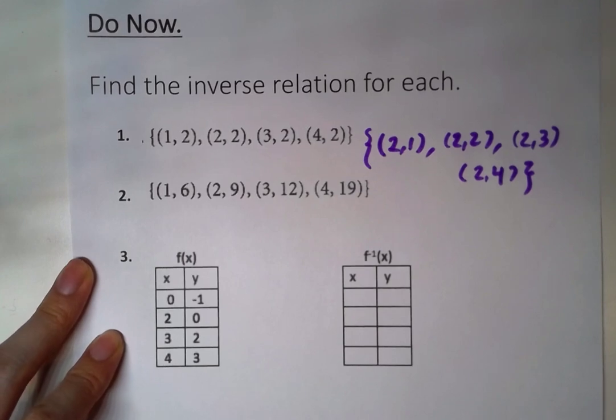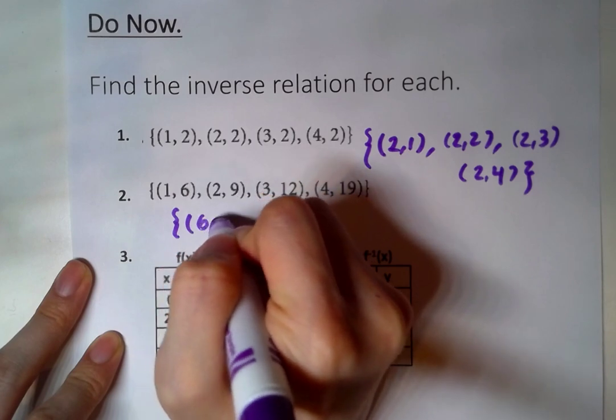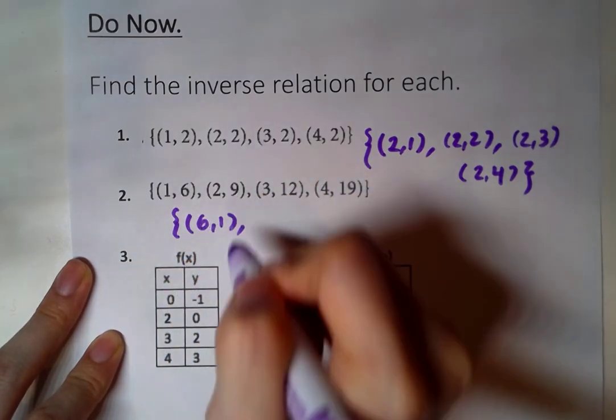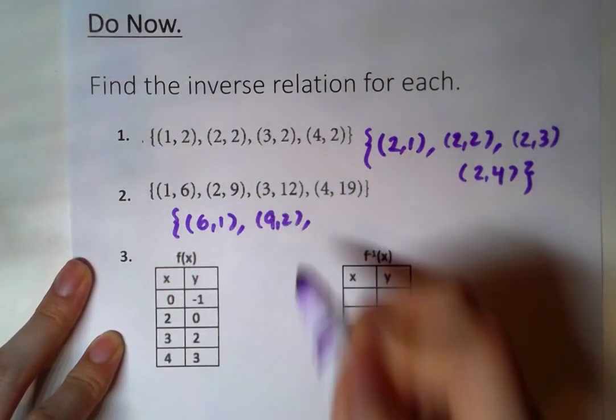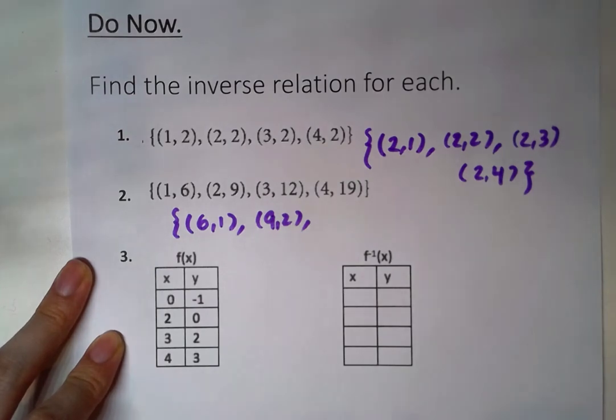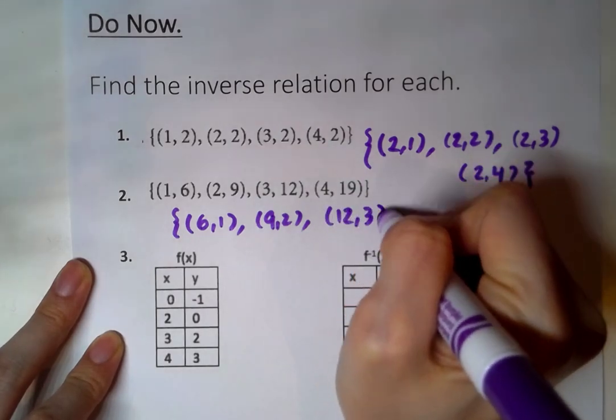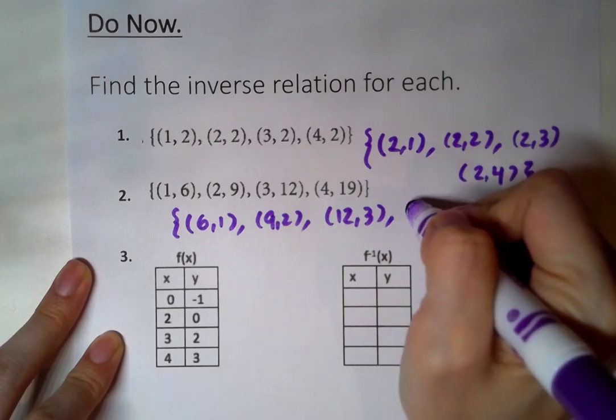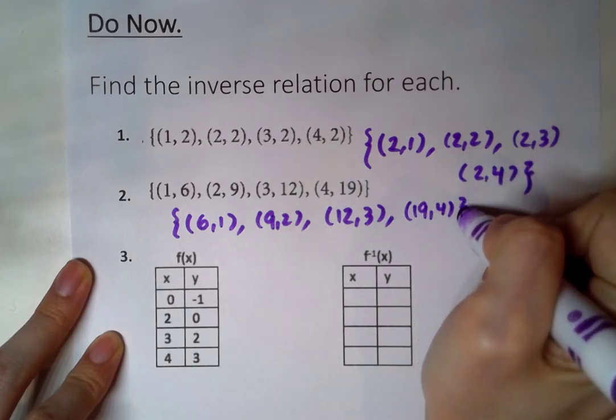And number 2: (1,6) will be (6,1), and (2,9) will be (9,2). You change your x and y. (3,12) becomes (12,3), and (4,19) becomes (19,4).